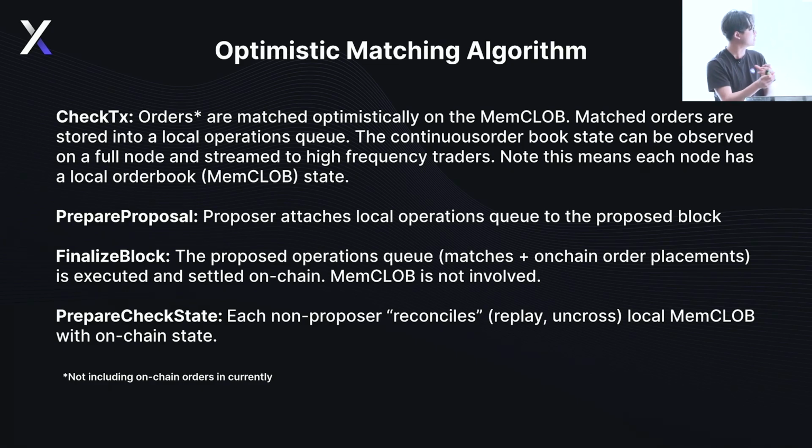And to reconcile these two states, during prepare check state, which is at the very end of the block where the nodes prepare the check state for the next block, each non-proposer, because their local memclob already diverged from the on-chain state, has to reconcile their memclob with the on-chain state. So this is actually quite complicated. It's kind of painful to implement. But on a high level, it involves replaying an order, kind of uncrossing the order book to maintain that the order book is in a valid state.